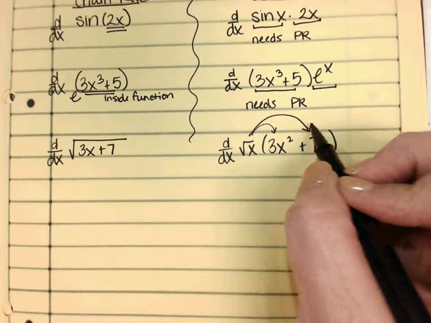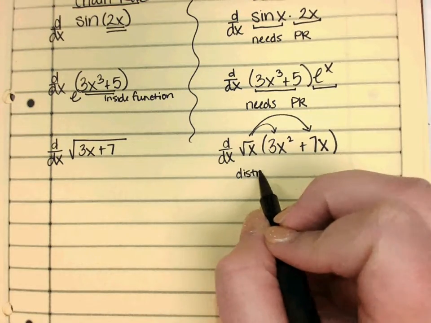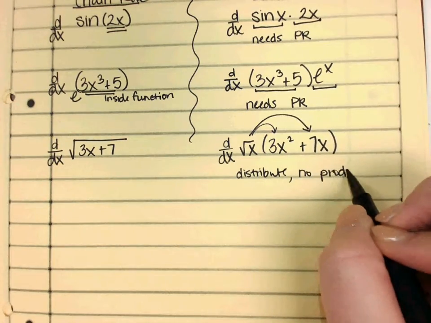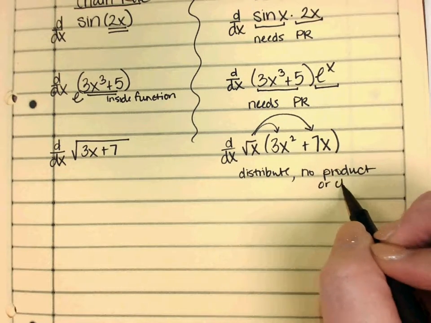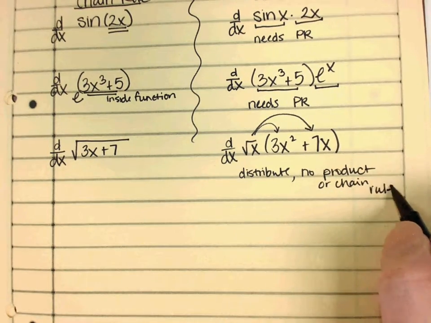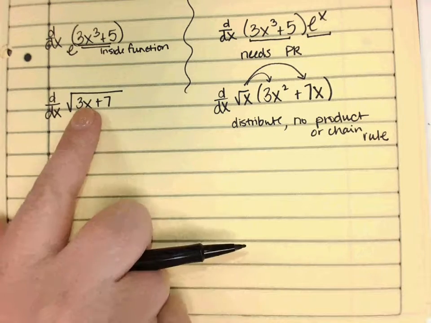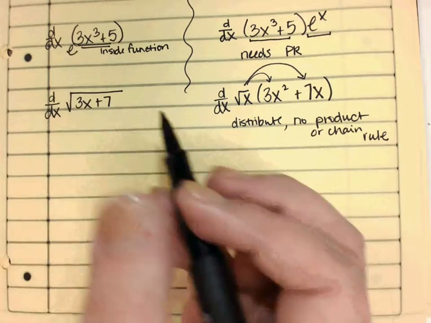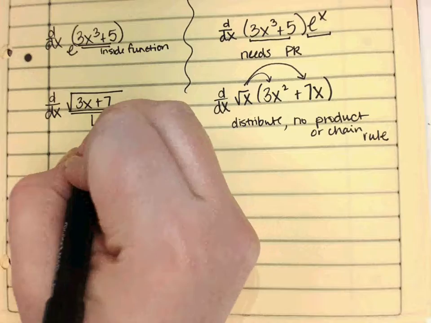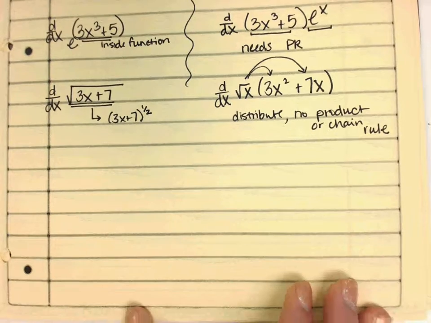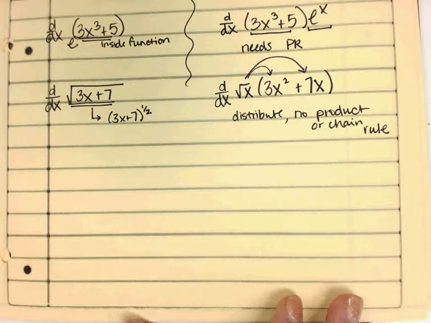Distribute. Okay, this I could distribute and then use no rules. No product or quotient or chain. So if you can fix it, then do it. If I can multiply in an x to the half and avoid product altogether, I'd probably choose that versus product rule. Now, what is my inside function for this guy? 3x plus 7. The way that I would write that is 3x plus 7 to the 1/2. So that might make it more obvious. That would be your rewrite on that guy.